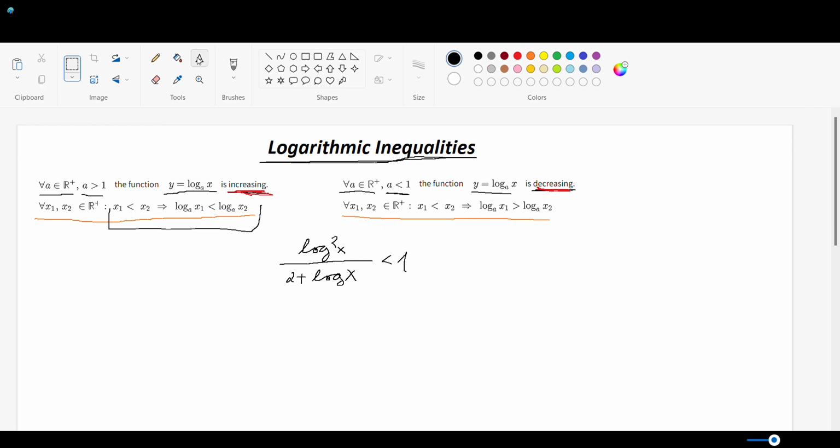Now, what I want to say here, the easiest way to solve this is to use substitution, but before we start we need to define the domain of this inequality, which is of course very simple. X must be greater than 0. What kind of substitution makes sense here?